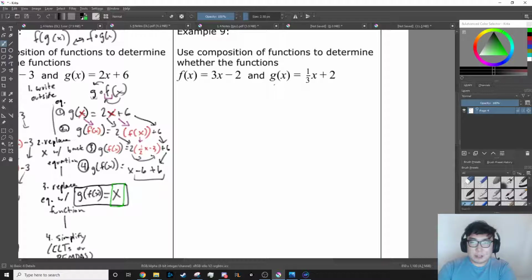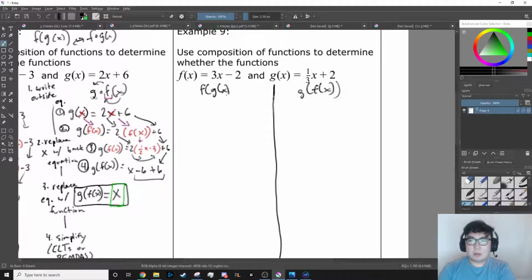But what I am gonna do is draw another line. So this is gonna be f of g of x, and this is gonna be g of f of x. Use composition of functions to determine whether the functions f of x and g of x are inverse. I forgot to write are inverse. But let's draw our arrows.